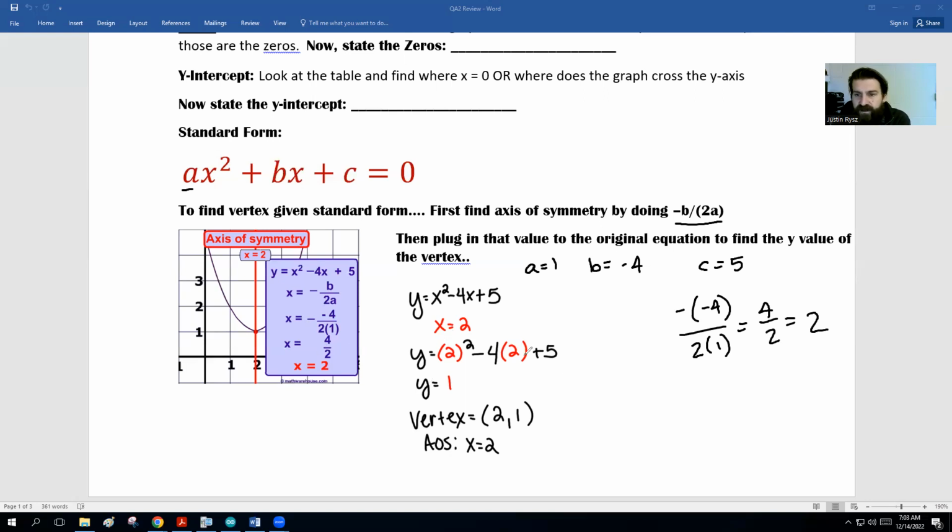Then to figure out our k, we have to plug that number back into the equation. So you can see we can take that 2 and we can square it, then minus 4 times 2, and we get 1. After that it is pretty much the same thing that we would do.